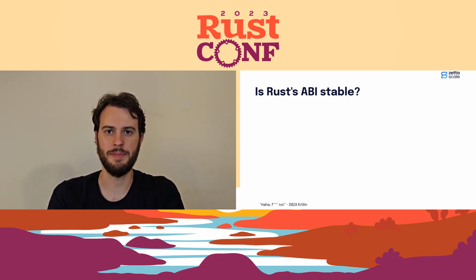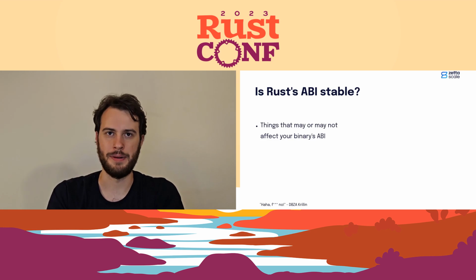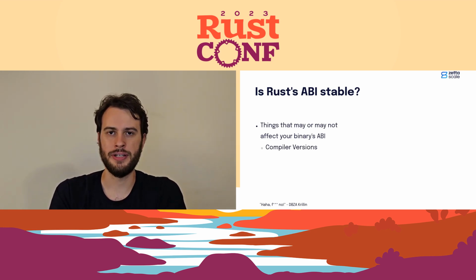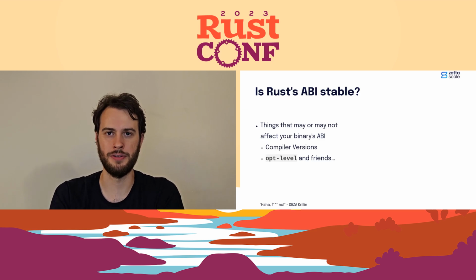So, is Rust's ABI stable? Well, no, not even close. Here's a list of things that may or may not affect your binary's ABI. The compiler version is kind of obvious, because that's the best way to change an ABI. Just change the compiler. But it can also change with compiler options such as optimization level, which may make it try a bit harder to get better layouts for your types or a better calling convention for some of your functions.